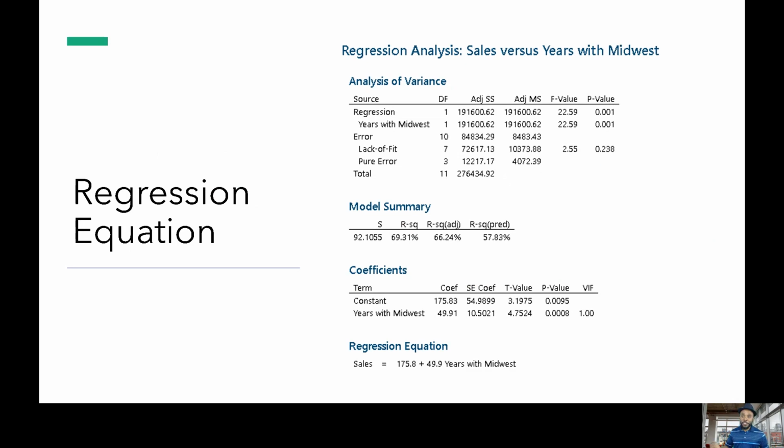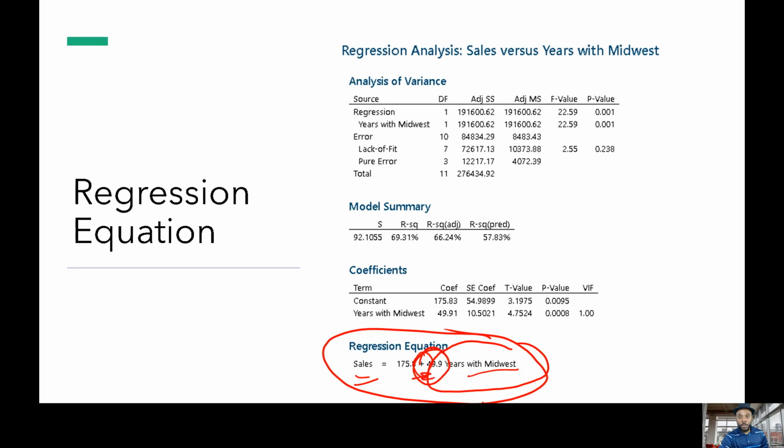All right. So also one of the outputs you get in Minitab is the regression equation. It explains that for every year increase with Midwest, the sales will increase by $49.9. That's how we can interpret this. If this was negative, then the sales would decrease. But since we have a positive slope, the sales will increase. So the slope of the regression line tells us if it's going to increase or decrease.